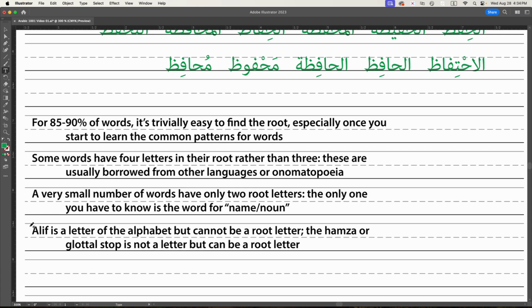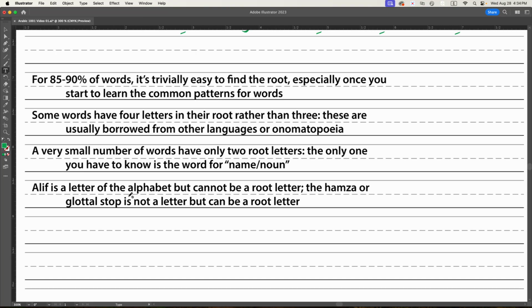But there is one thing you have to know, which is that alif is a letter of the alphabet, but it can't be a root letter. Alif is never a root letter. However, the hamza, the uh-oh sound, the glottal stop, is not technically a letter of the alphabet, but it can be a root letter. So, for example, su'al is question, and its root is seen, hamza, lam. Quran, the holy book, comes from the word for to recite or to read, and that root is qaf, ra, hamza. So you're going to have to get used to thinking of hamza as a root letter, but alif cannot be. And this one's actually kind of important when you're searching for root letters.